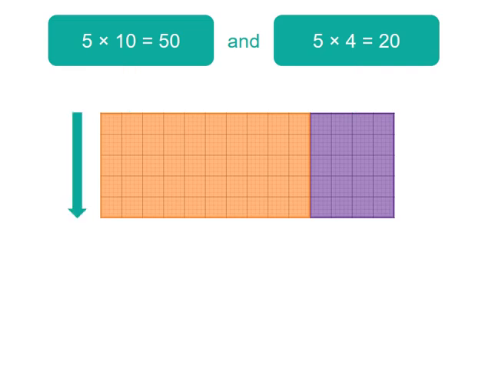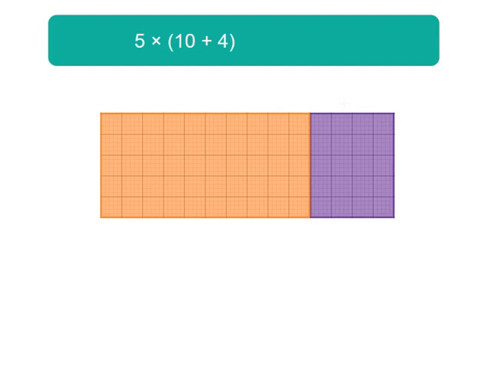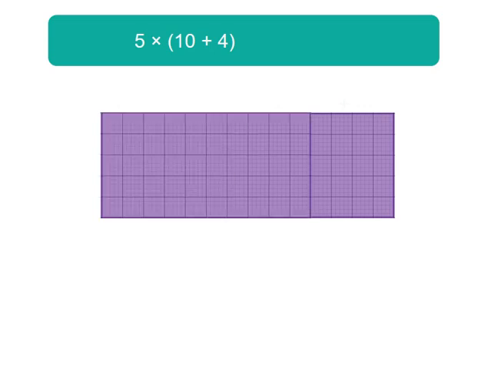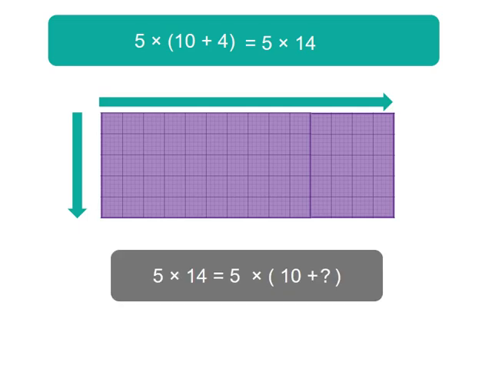Now, what if we think of that as 5 multiplied by 10 plus 4, and write it that way? Because remember, when we look at it all in one piece, it actually is 5 rows of 10 plus 4. So let's make it all one colour. We've got 5 rows of 10 plus 4, 5 rows of 14. So guess what? 5 rows of 10 plus 4 actually is the same as 5 rows of 14.